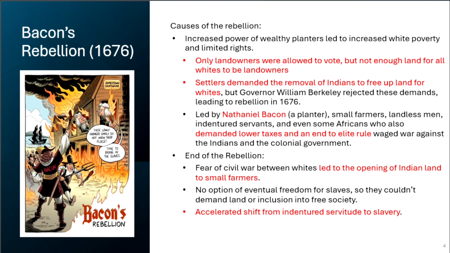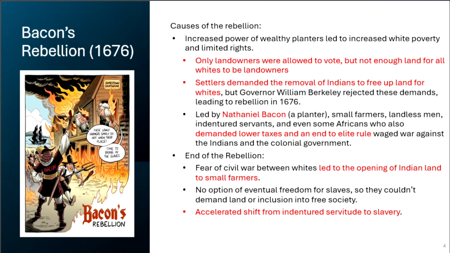So did they succeed? Did they bring about the changes that they demanded? The rebellion itself was ultimately unsuccessful. Bacon died of dysentery and his followers were defeated. However, Bacon's rebellion did have a lasting impact on Virginia. What were the long-term consequences of this failed rebellion?